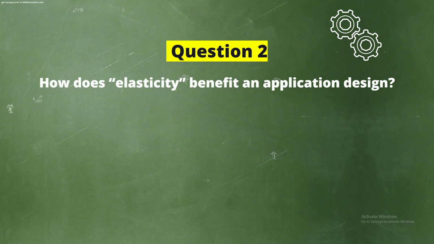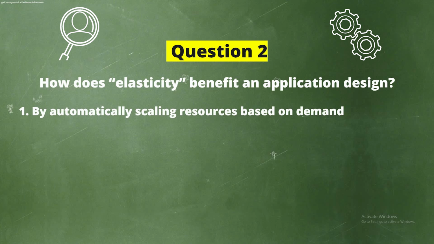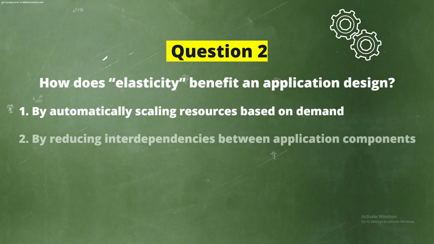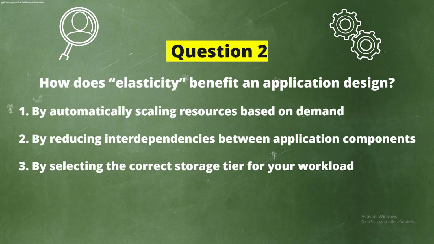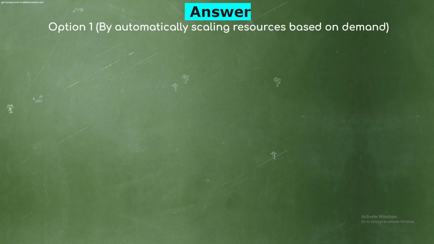Question 2. How does elasticity benefit an application design? Now, the options are: Option 1. By automatically scaling resources based on demand. Option 2. By reducing interdependencies between application components. Option 3. By selecting the correct storage tier for your workload. Option 4. By reserving capacity to reduce cost. And the correct answer is option 1. By automatically scaling resources based on demand.